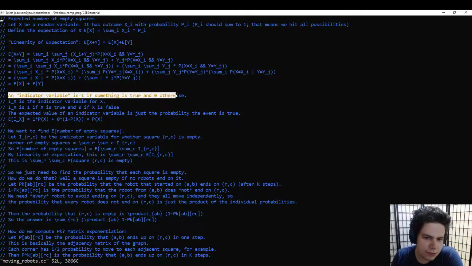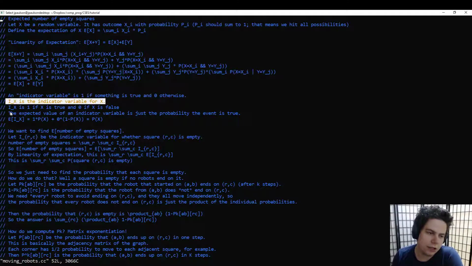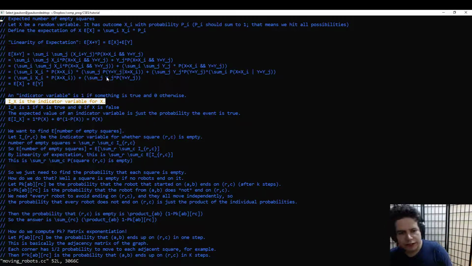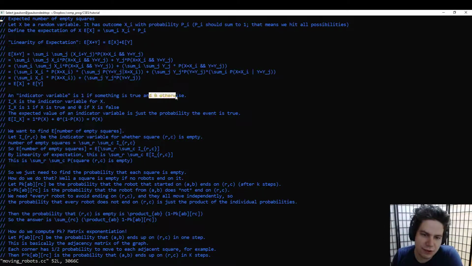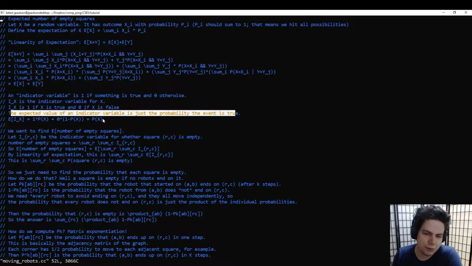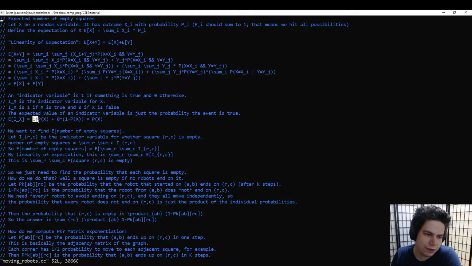Okay, so the next concept we're going to need is an indicator variable. This is just an idea that is often useful. So an indicator variable is just 1 if some event happens and 0 otherwise. And the point is that the expected value of the indicator variable is just the probability that that thing is true, right? Because you get 1 if the thing is true and 0 otherwise.